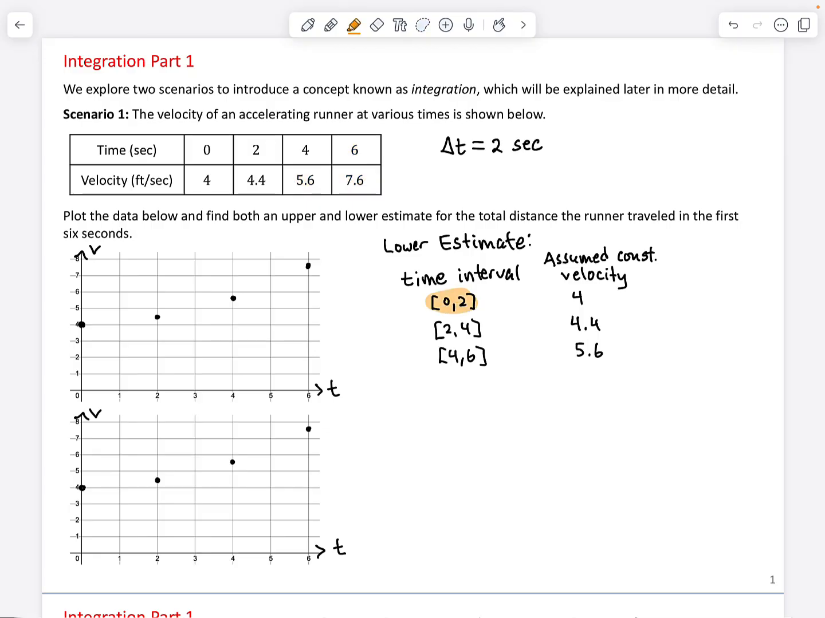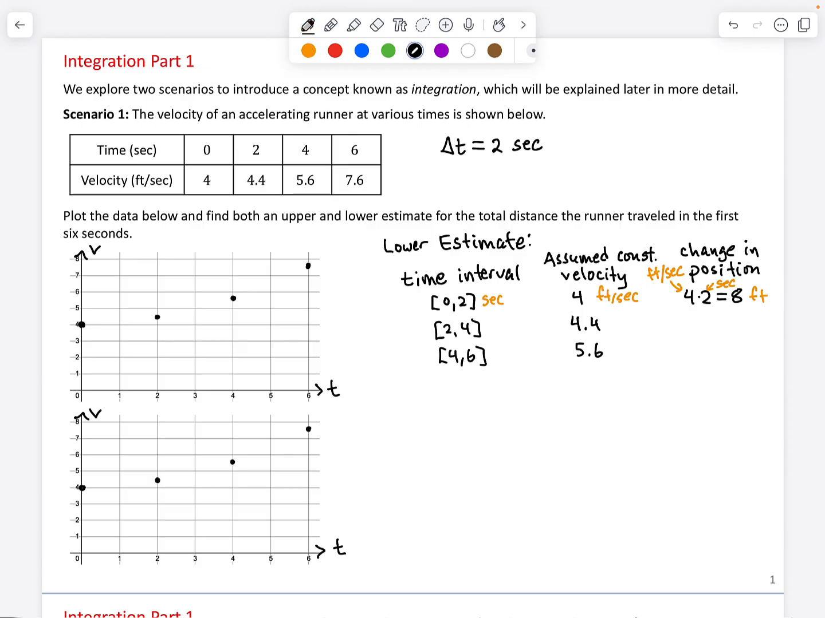Now we know that if you are traveling for 2 seconds and you're assuming a constant speed of 4 feet per second, then you would simply multiply 2 times 4 and get 8 feet traveled. I'll characterize that as change in position. It'll be 4 times 2 equals 8 feet. The units of our time interval would be seconds. Velocity was feet per second, so that 4 is feet per second, this 2 is seconds, and this 8 is feet. Now this will be an underestimate because in reality, during the first 2 seconds, the runner's speed was increasing.